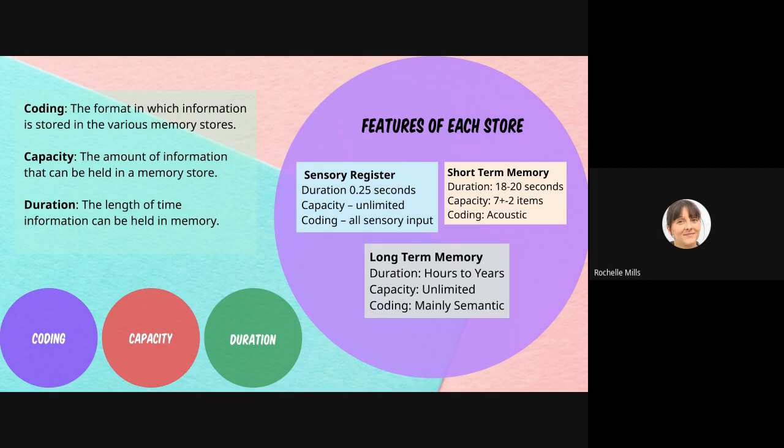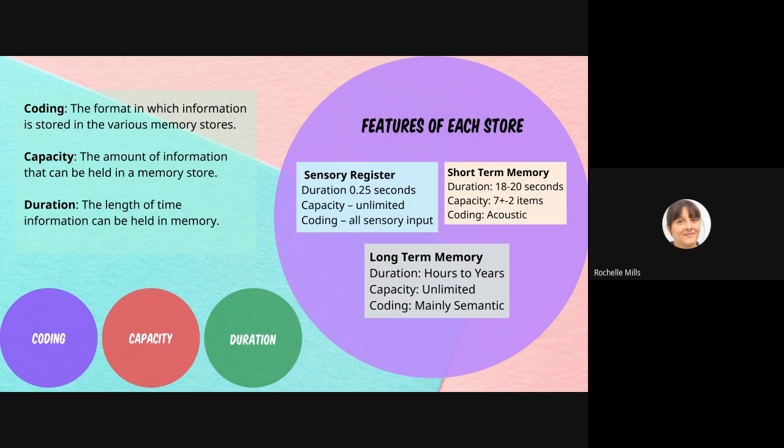With regards to short-term memory, the duration is 18 to 20 seconds. The capacity is 7 plus or minus 2 items, so that ranges from 5 to 9 items. The coding is acoustic, which is to do with sounds. Long-term memory, the duration is hours to years. Capacity is unlimited, and the coding is mainly semantic.